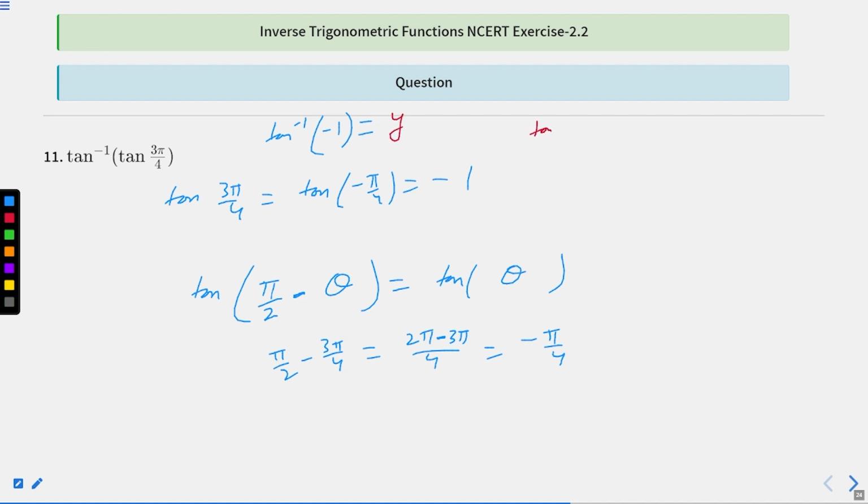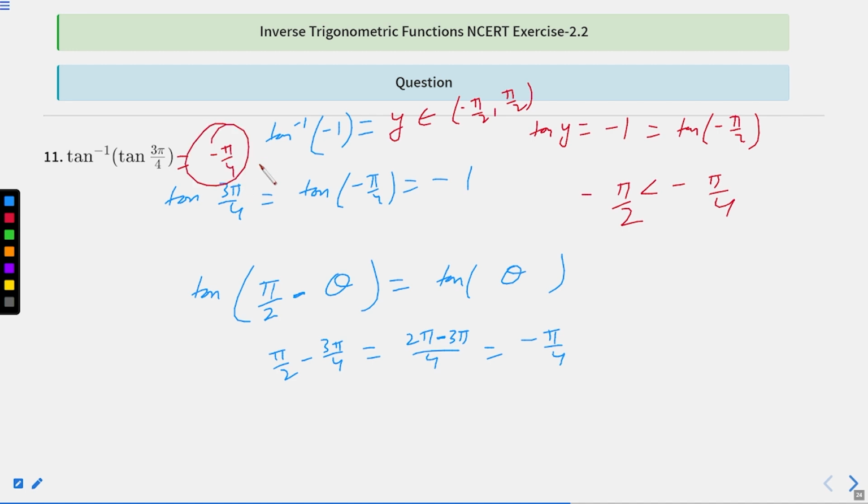Take this as y, tan of y will be minus 1, and from here you know that y must belong to the interval minus pi by 2 to pi by 2, and this is tan of minus pi by 4. Does this minus pi by 4 belong to this? Let's see. Minus 4 pi is less than minus 2 pi. Dividing by 4 on both sides you get this, and dividing by 2 on both sides you get this. Indeed, this belongs to this, so your value will be minus pi by 4.